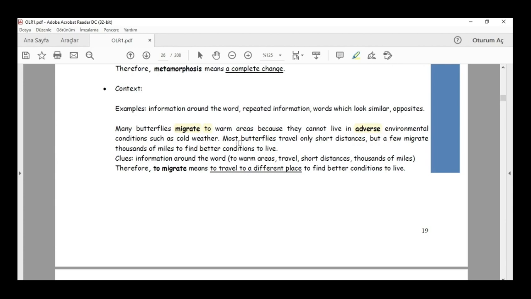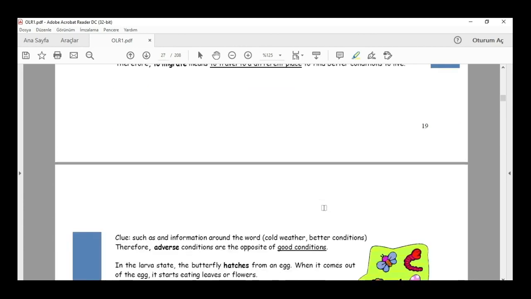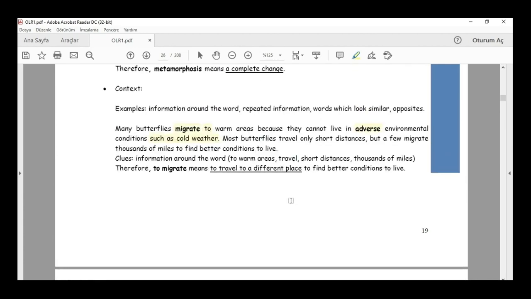Why do they do it to warm areas? Because they cannot live in adverse environmental conditions. Now, adverse must be a negative word because they cannot live in those conditions. And then there is an example such as cold weather. So adverse actually means bad, right? Negative, bad. It is the opposite of good weather. So it's cold weather. An example is cold weather. Adverse means bad, bad environmental or negative environmental conditions.